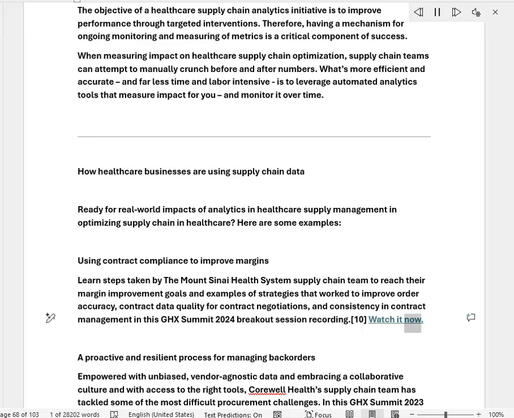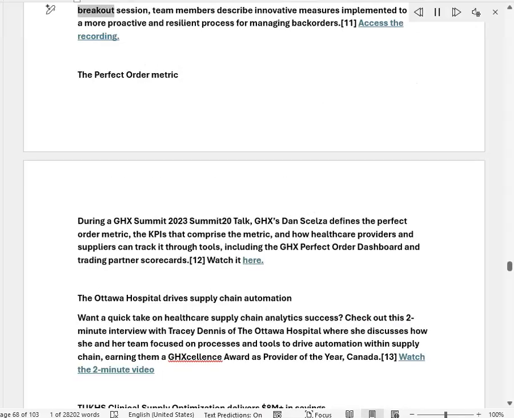10. Watch it now. A proactive and resilient process for managing back orders. Empowered with unbiased, vendor-agnostic data and embracing a collaborative culture and with access to the right tools, Corewell Health supply chain team has tackled some of the most difficult procurement challenges. In this GHX Summit 2023 breakout session, team members describe innovative measures implemented to build a more proactive and resilient process for managing back orders.